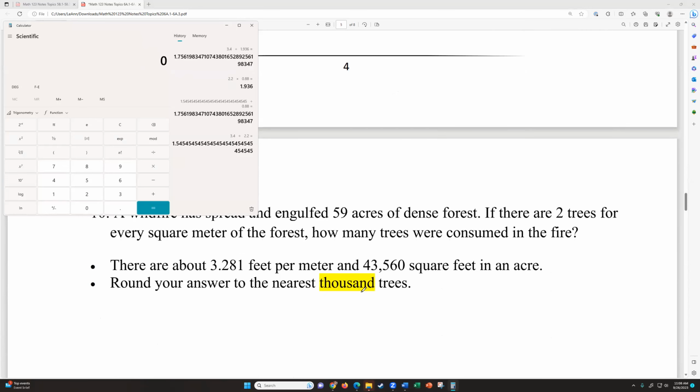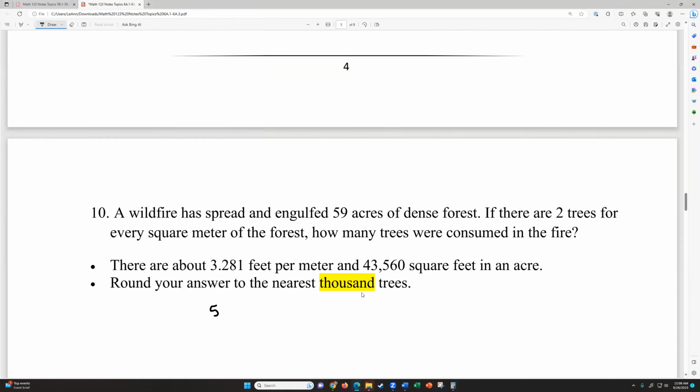So it looks like the first thing they gave us is there are about 3.281 feet per meter and 43,560 square feet in an acre. And we want to round our answer to the nearest 1,000 trees. Okay, so let's look at this.